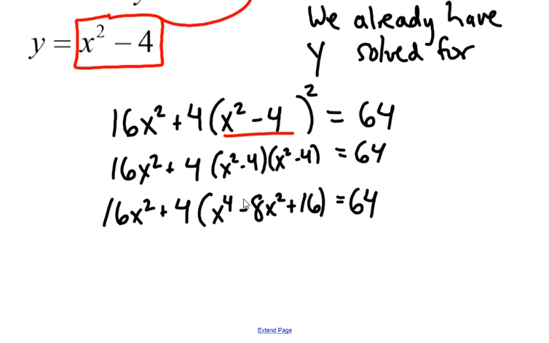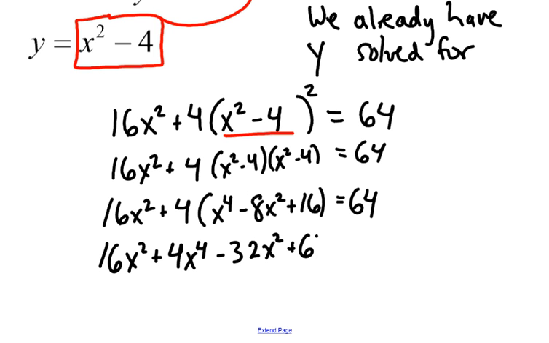Now you distribute the 4 through. 16x squared plus 4 times x to the fourth. Then the 4 will distribute to the middle part. That'll make minus 32x squared. Then the 4 will distribute to the 16, and that makes 64.